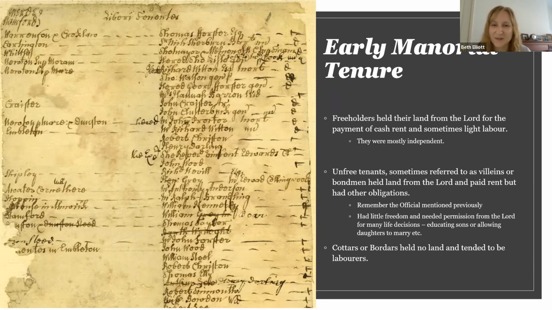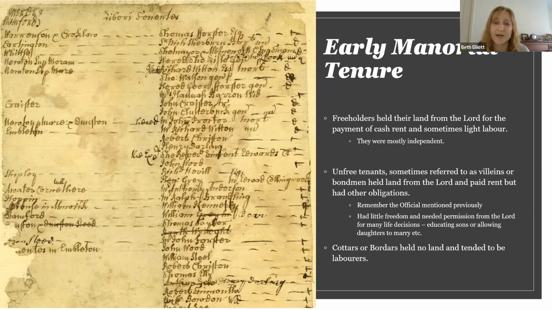So we have freeholders, so freeholder tenants, you may see mentioned. These held the land from the Lord for payment of cash rent and sometimes light labour. So that's what it refers to when we talk about freeholders. They're mostly independent. Unfree tenants, sometimes referred to as villeins or bondmen, they held their land from the lord and paid rent, but had other obligations.